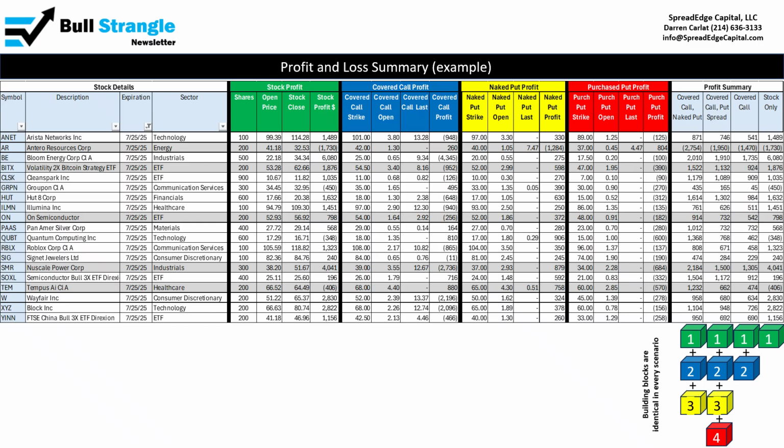I present the profit and loss data, and if you look at the far right, the profit summary, the covered call naked put would just be adding the stock, the covered call, and the naked put together to get to that profit summary. And to get to the covered call put credit spread, you'd add all four columns together to get to that number. Covered call would just be the green and the blue. And of course, the stock only would just be the green. So it's a pretty simple way of doing it. I want to emphasize that the elements of the building blocks are always the same. And it's just how many of them you're going to use, which determines your strategy.